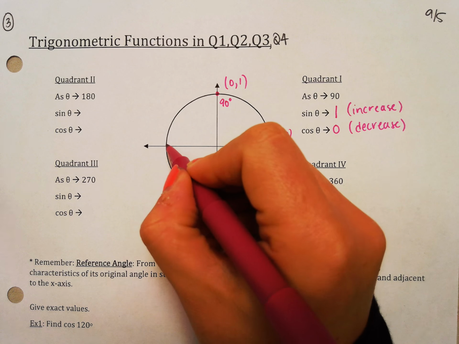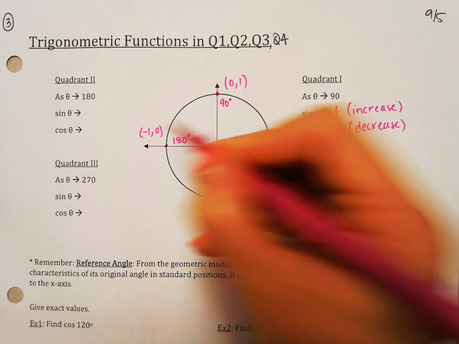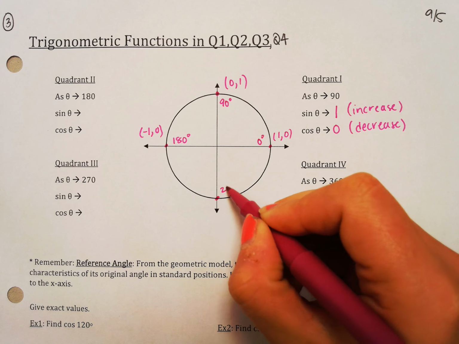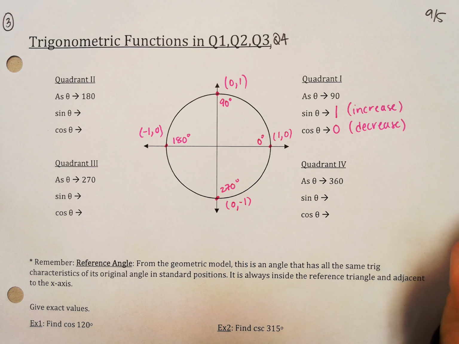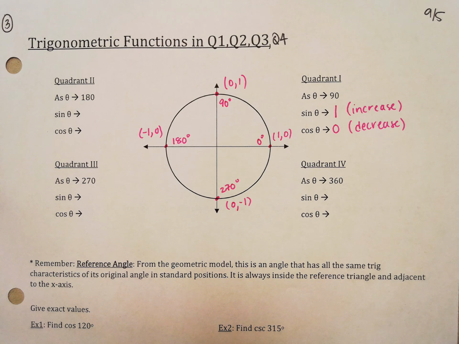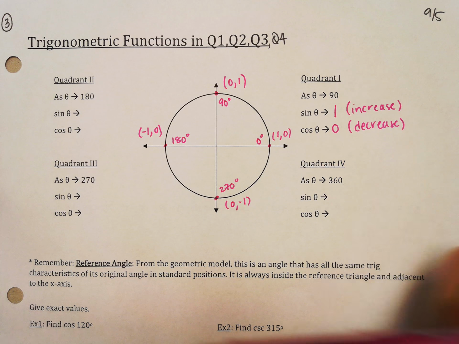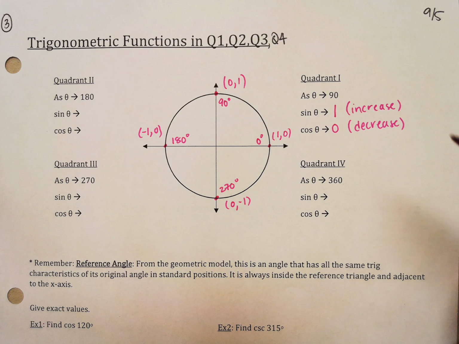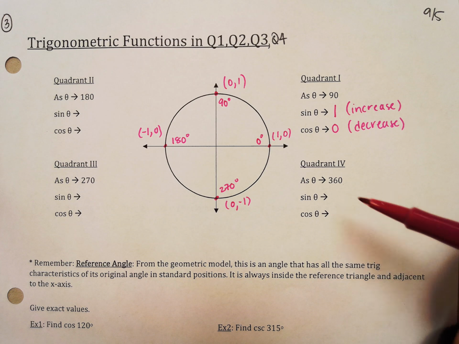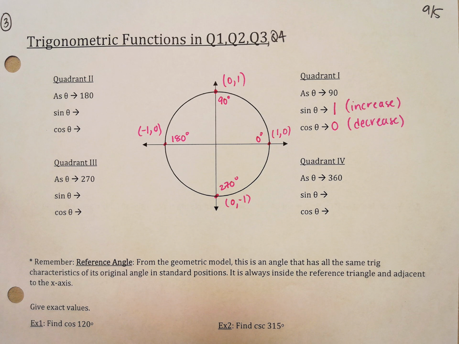Okay, so let's put in all the other stuff. This is 180 degrees, this is negative 1, 0, and this is 270 degrees, which is at 0, negative 1. So I want you to actually pause the video for a second, and I want you to see if you can come up with quadrant 2, labeling it as increasing or decreasing, quadrant 3, labeling them, seeing what they're approaching and labeling it as increasing or decreasing, and then quadrant 4.